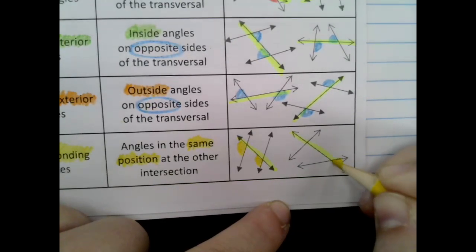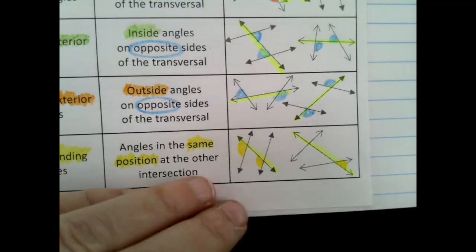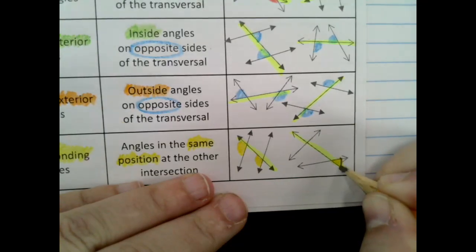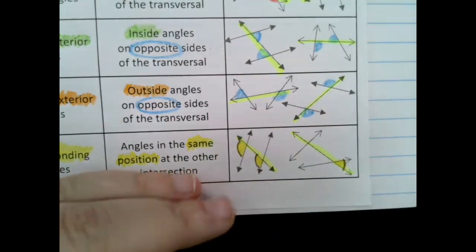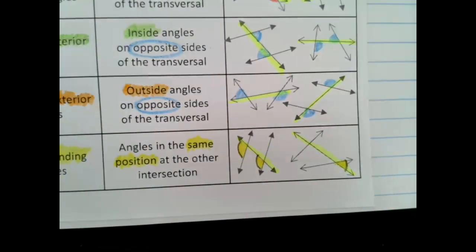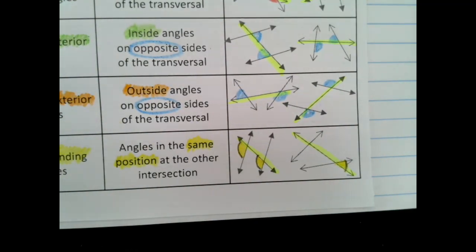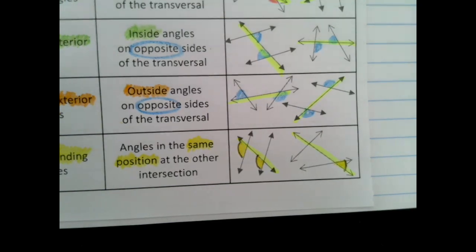All right, if I do this one down here, my yellow shows up really well on the screen, which is weird. On my paper, it doesn't look like that much. So I'm going to use my pencil to just outline it. Okay, so try and find the corresponding angle to that one.